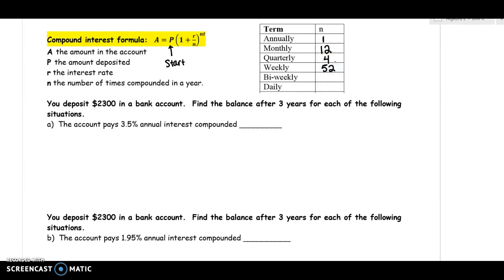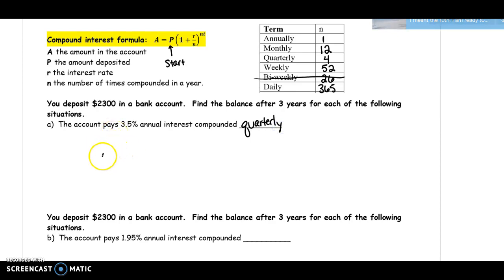Bi-weekly can actually mean two things. Bi-weekly could mean twice in a week. It could also mean every other week. It usually means every other week, so this would be 26, but I just won't really use that one. And then daily would be 365. You deposit $2,300 in a bank account, find the balance after 3 years. If the account pays 3.5% annual interest, let's do quarterly.